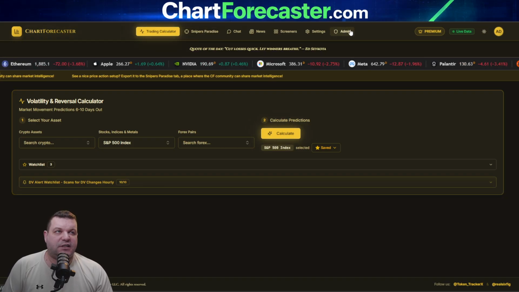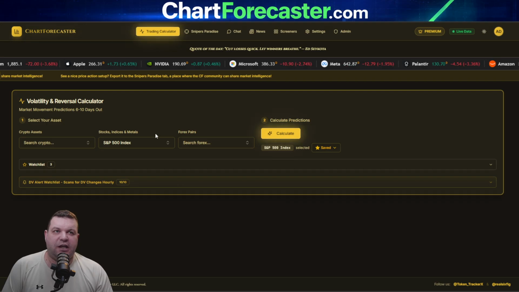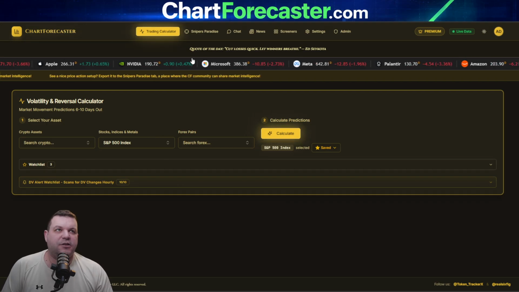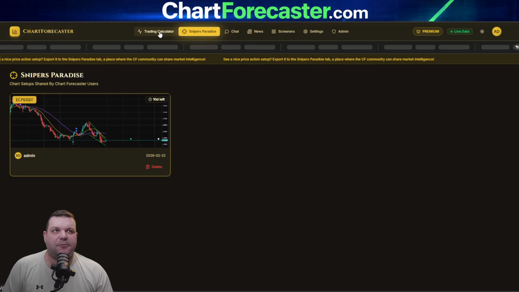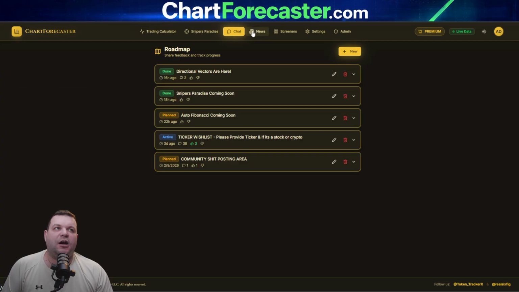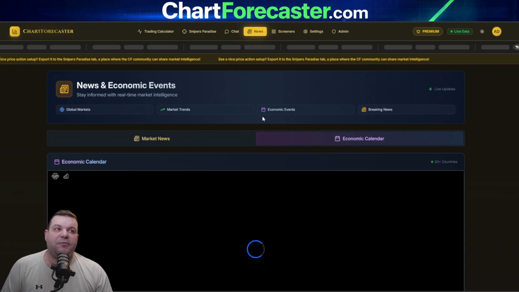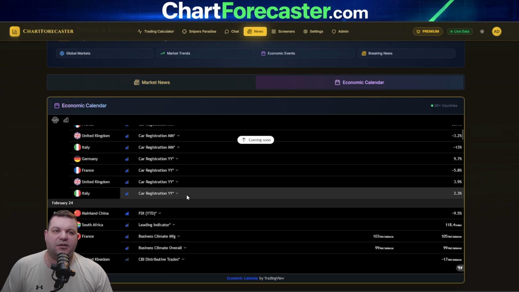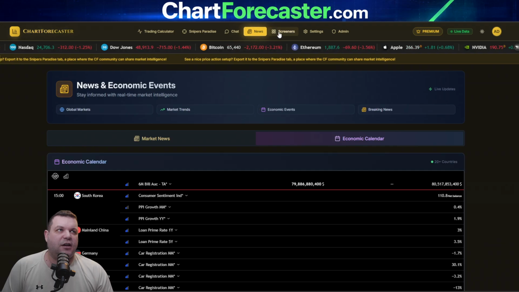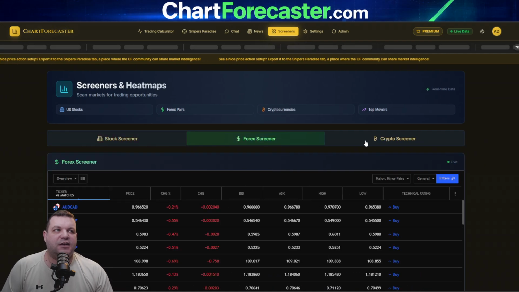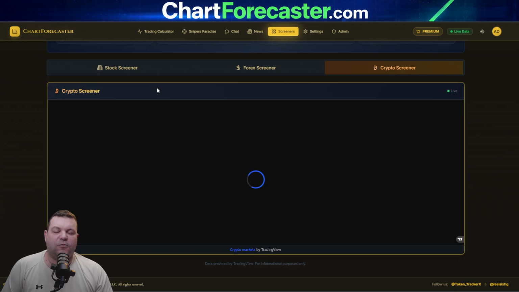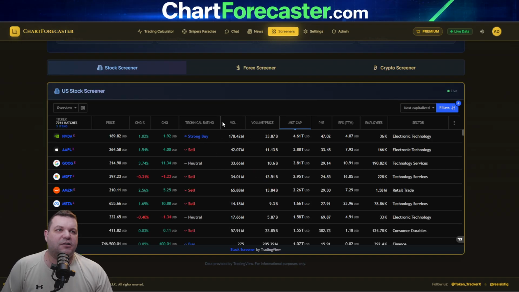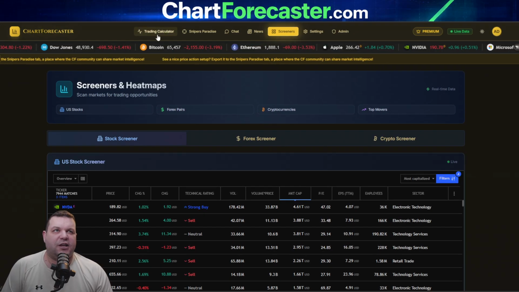Now we'll cover the tabs section here really quick. We've got the trading calculator, which we'll get into here in just a second. We've got something called Sniper's Paradise, a chat room, a news feed, and an economic calendar, which basically helps us track economic events. Forex traders love this. And we've got some screeners, so you can screen stocks, Forex, crypto, and you can really dial in some of these screeners if you're looking for a high volume stock or something like that for the day. You can scan that or search for that.